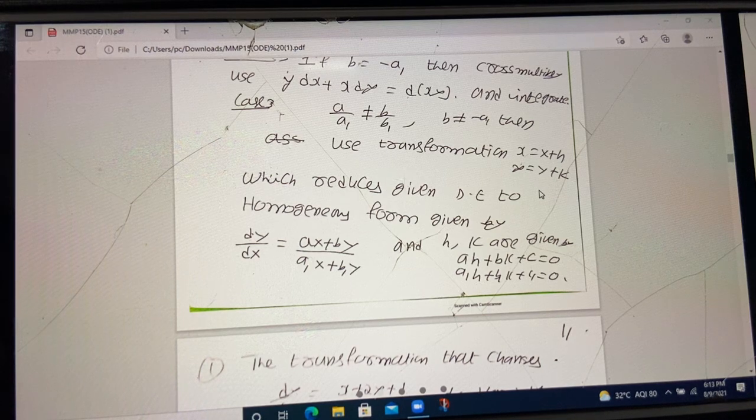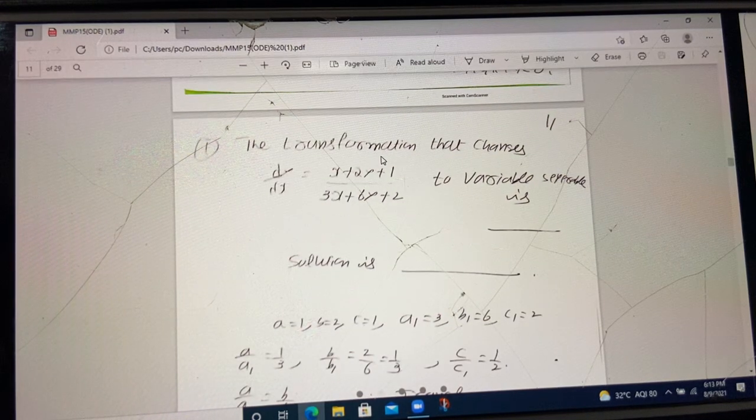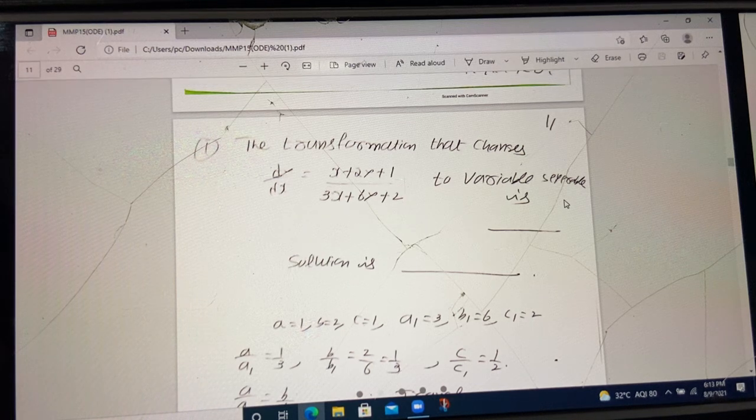What does finding the transformation mean? This. Solving means you need to solve, but nobody will ask you to solve because it is a very lengthy procedure. Now, the transformation that changes this to variable separable form is given in one of the papers.